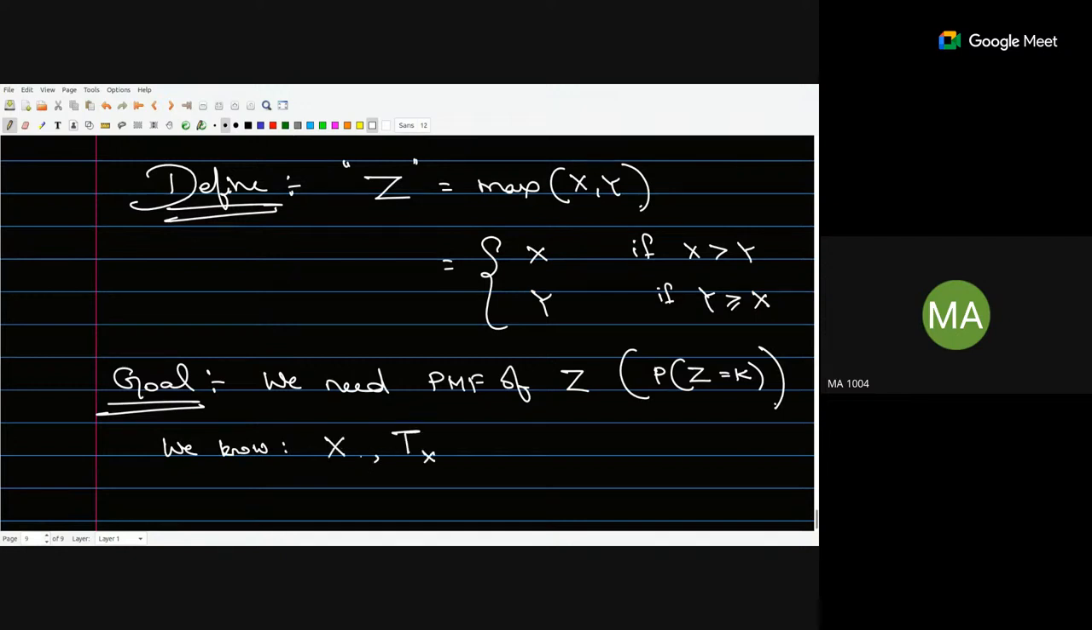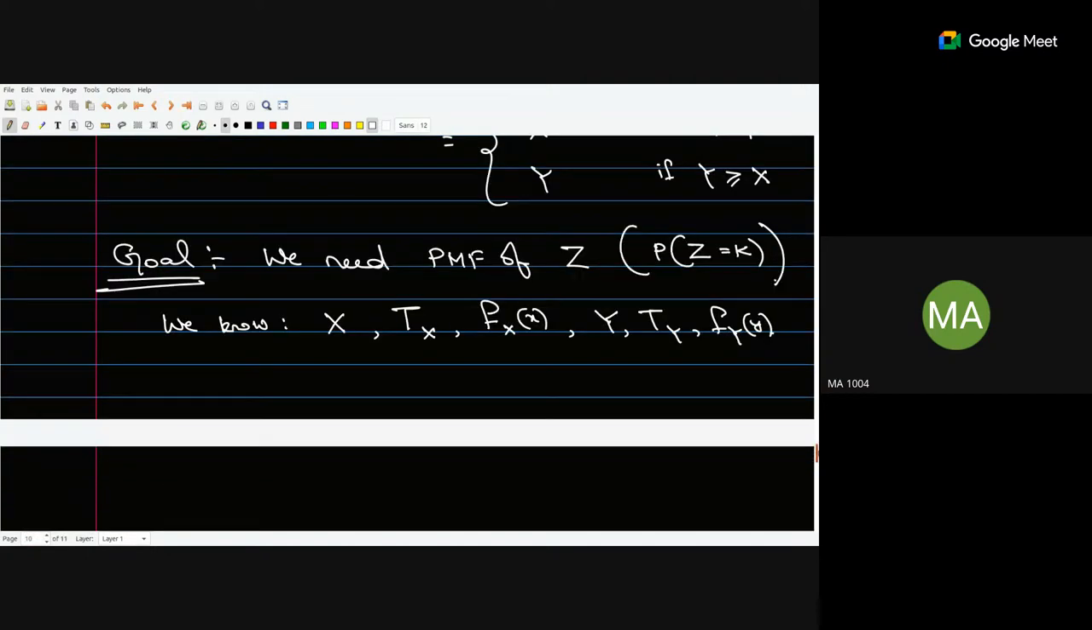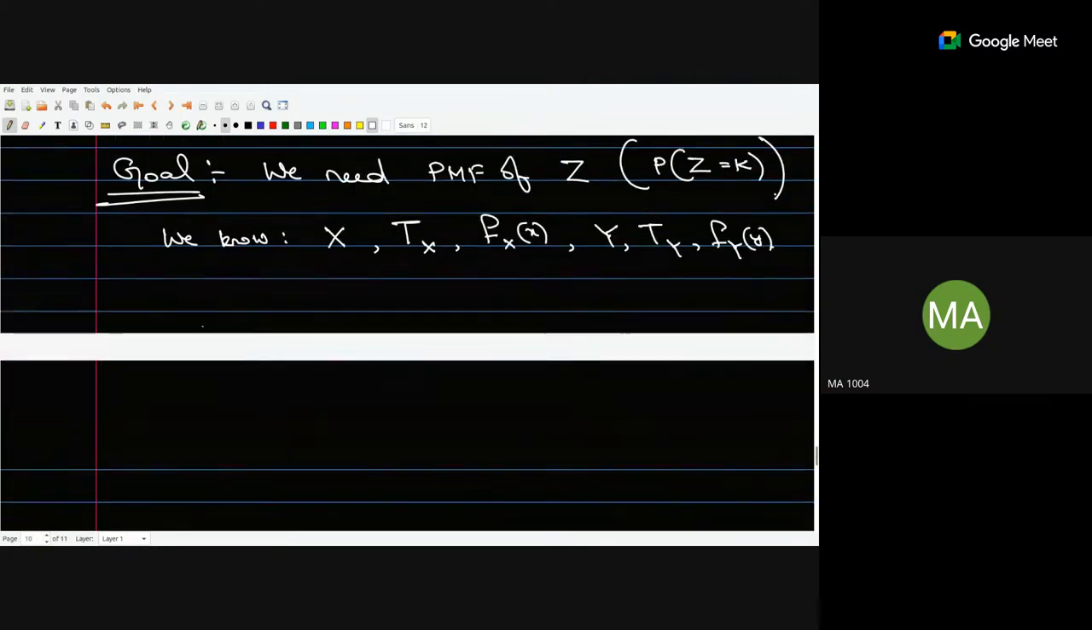So if I say distribution of x, we know the range and the probabilities, the PMF of x, and we know y, T_y, F_y of y. So these things we know, and we are interested to find the PMF. So let's suppose, without loss of generality, for any range it works, but for our understanding purpose, let us say T_x, the range that the random variable x takes, is 0, 1, 2, 3, and so on.